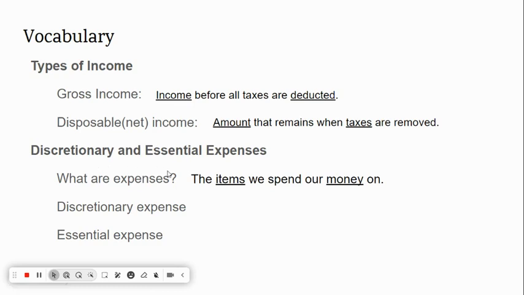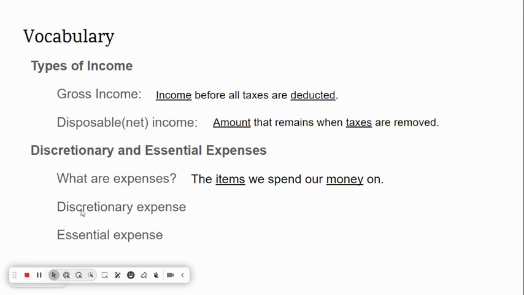We're going to talk about discretionary and essential expenses. Expenses are the items we spend our money on. If you have money and you spend it, that thing that you just spent your money on is called an expense, whether that is a drink at Starbucks or a pair of shoes or paying your rent. All of those things are expenses.